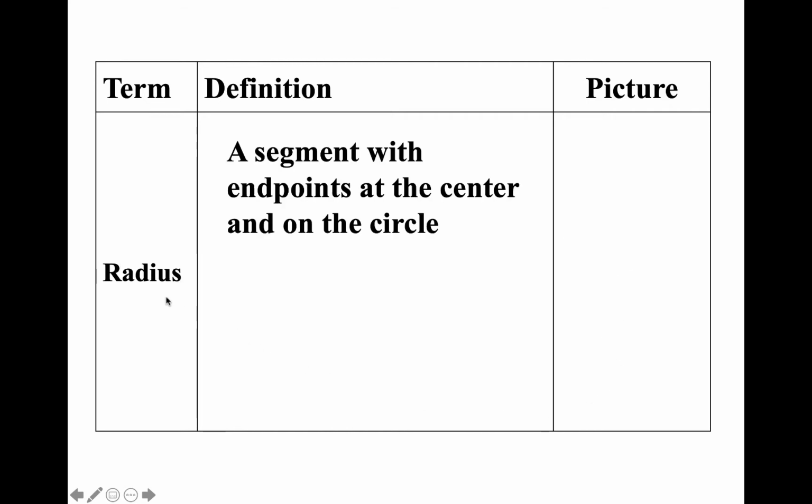The radius of the circle is a segment with endpoints at the center and on the circle. So if I have my circle P, this is now the segment with the endpoints at the center of the circle and on the circle. This radius will be called segment PQ, or you could call it QP, same thing, but it has a little segment bar above it.